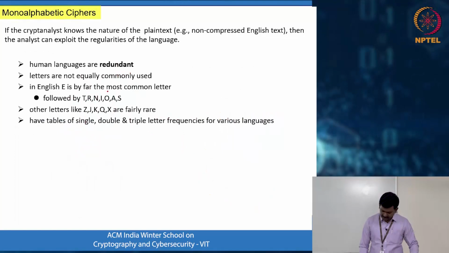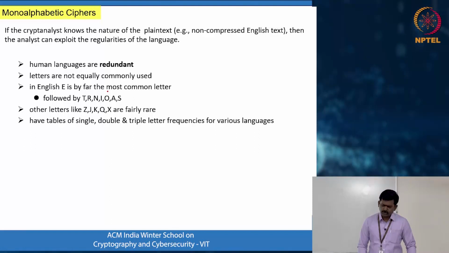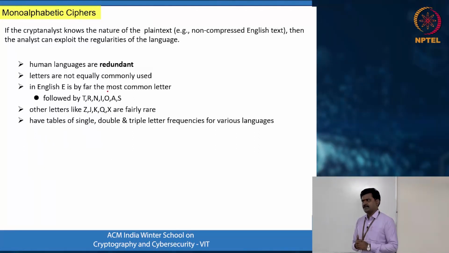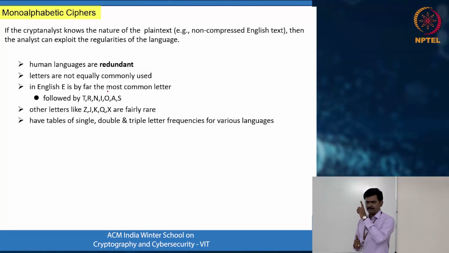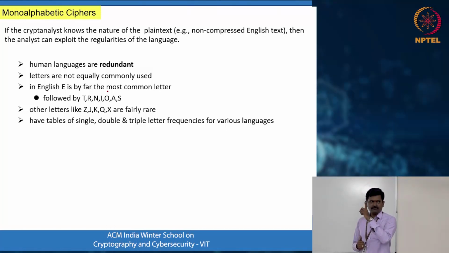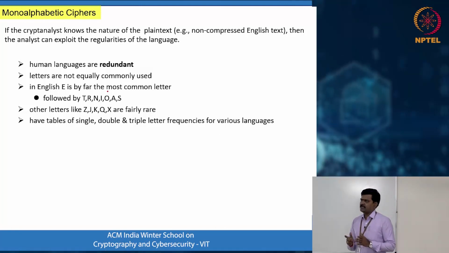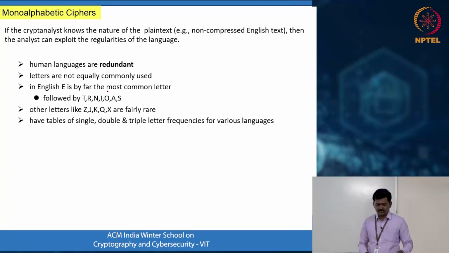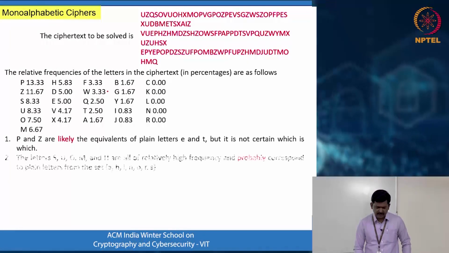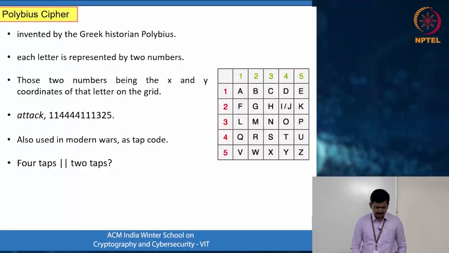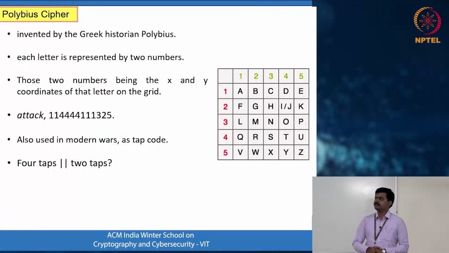So this is another classical cipher. What are all the problems with this? These are all monoalphabetic ciphers. The reason is you are mapping one alphabet to another. The monoalphabetic problem is that when you have one-to-one mapping, one single alphabet gets substituted with another alphabet. So how do we mitigate all this? Okay, that we will discuss later.